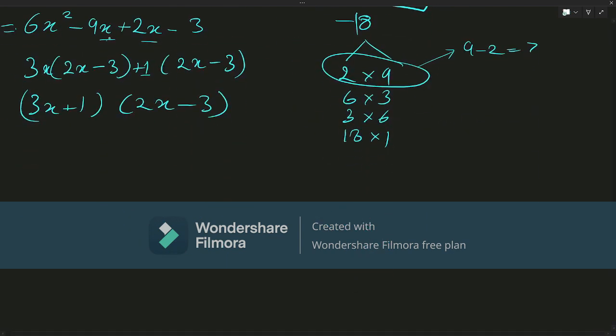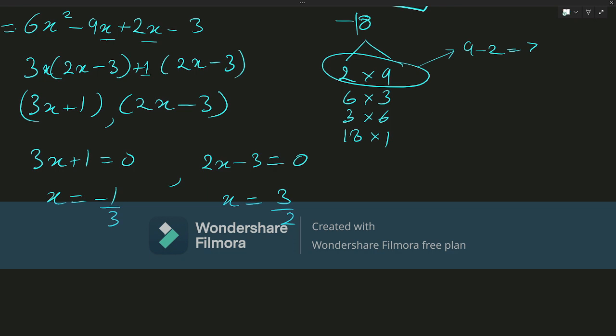Now, in order to find the zeros of the polynomial, just put 3x plus 1 equal to 0 and 2x minus 3 equal to 0. Now, let's shift 1 to the RHS side. So it will be minus 1, so x is equal to minus 1 upon 3. Same, we can do for the other one, 2x minus 3. So that is going to be x is equal to 3 upon 2. Right. So we found the zeros of the polynomial.